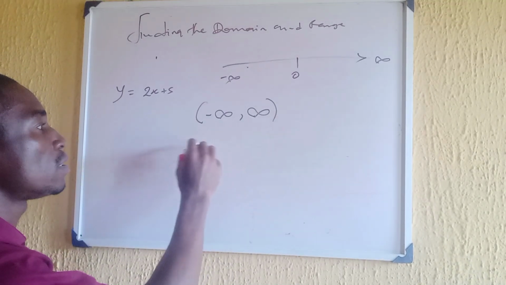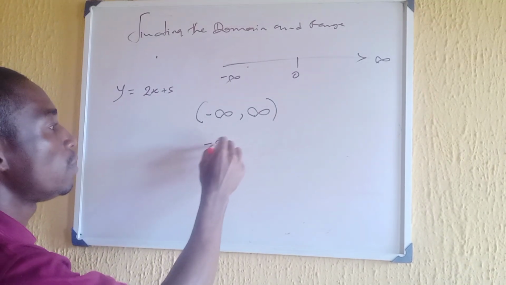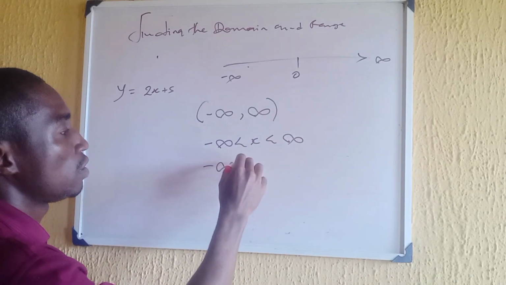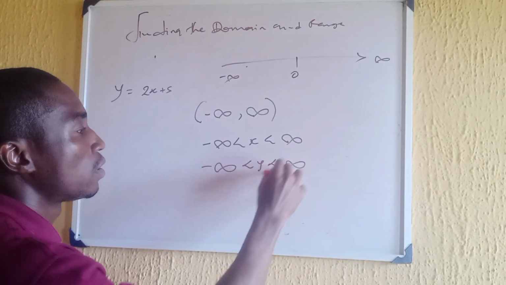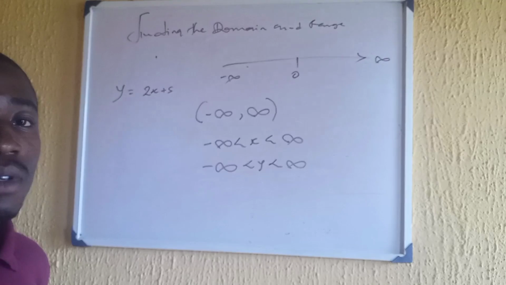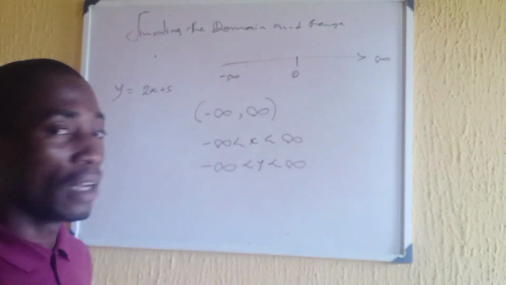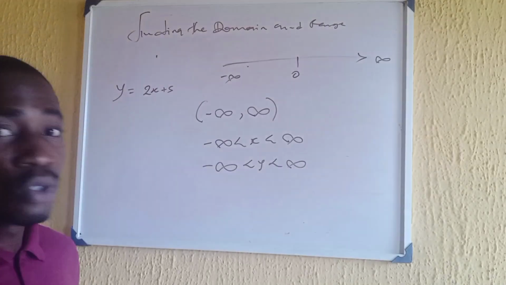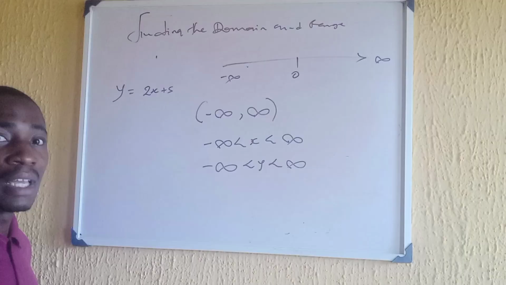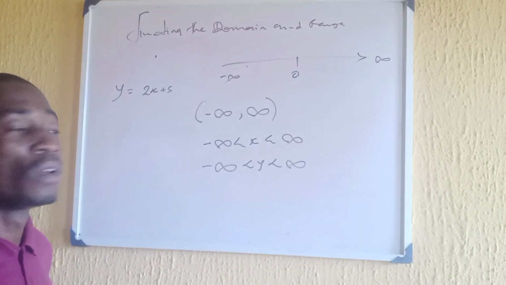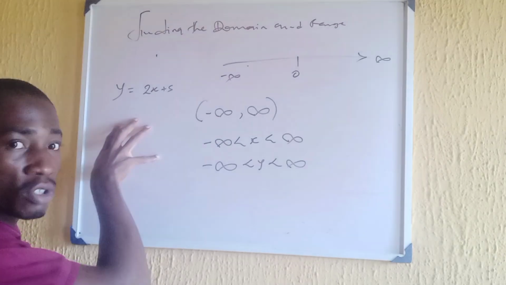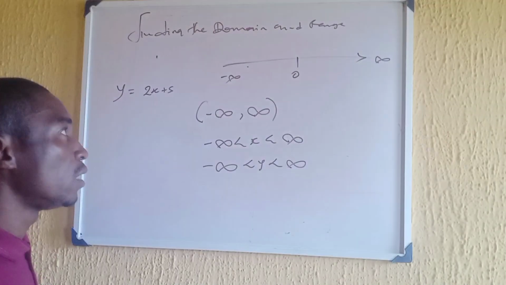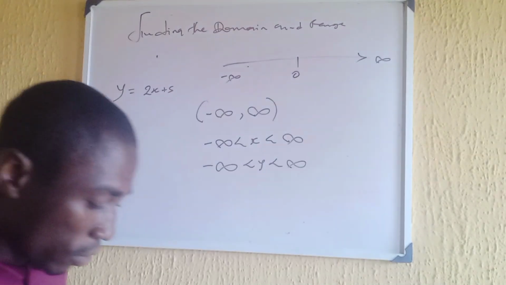So if you want to express it using inequality, we just say minus infinity less than x less than infinity, and minus infinity less than y less than infinity. So that's what domain and range is about. We want to know the values that can be the input value of the function and the values that can be the output values of a function.